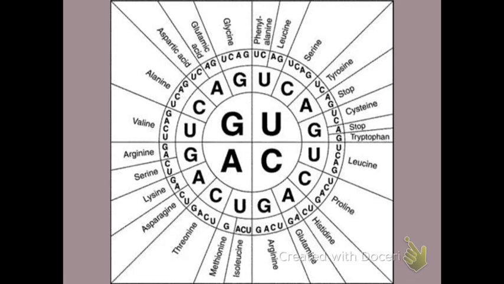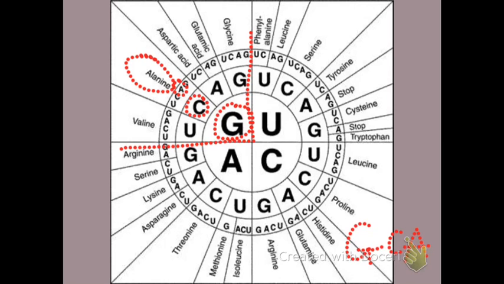Here's a different codon chart that helps you get the same result. We're going to find G, C, A and figure out what amino acid comes from that mRNA. We'll start here in the second center of the circle. G, C, we're looking at this quadrant right here. G, C, A, and the amino acid we get is alanine.